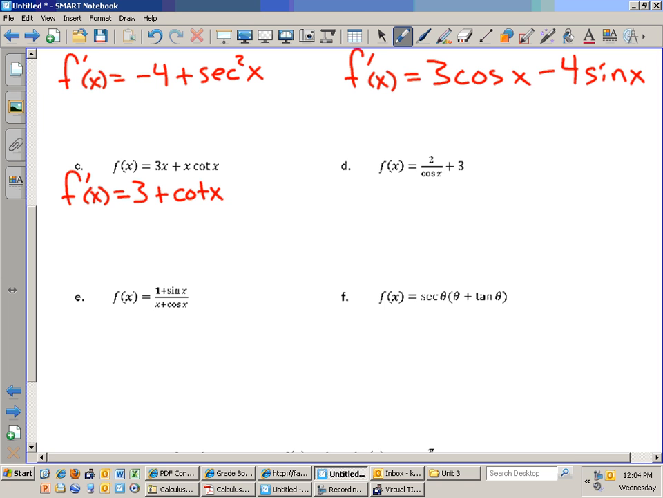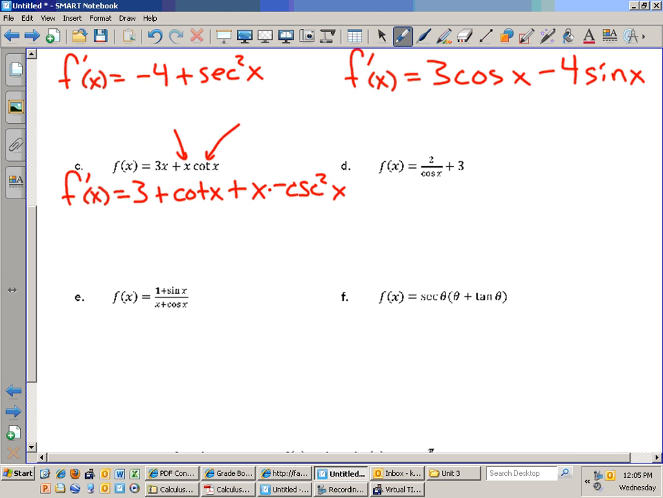plus the first function left alone, which is x, times the derivative of cotangent. What's the derivative of cotangent? Negative cosecant squared of x. A derivative of 3x would just be 3. We don't have to work with that within the product rule. We're just going to work with this one right here and this one right here.